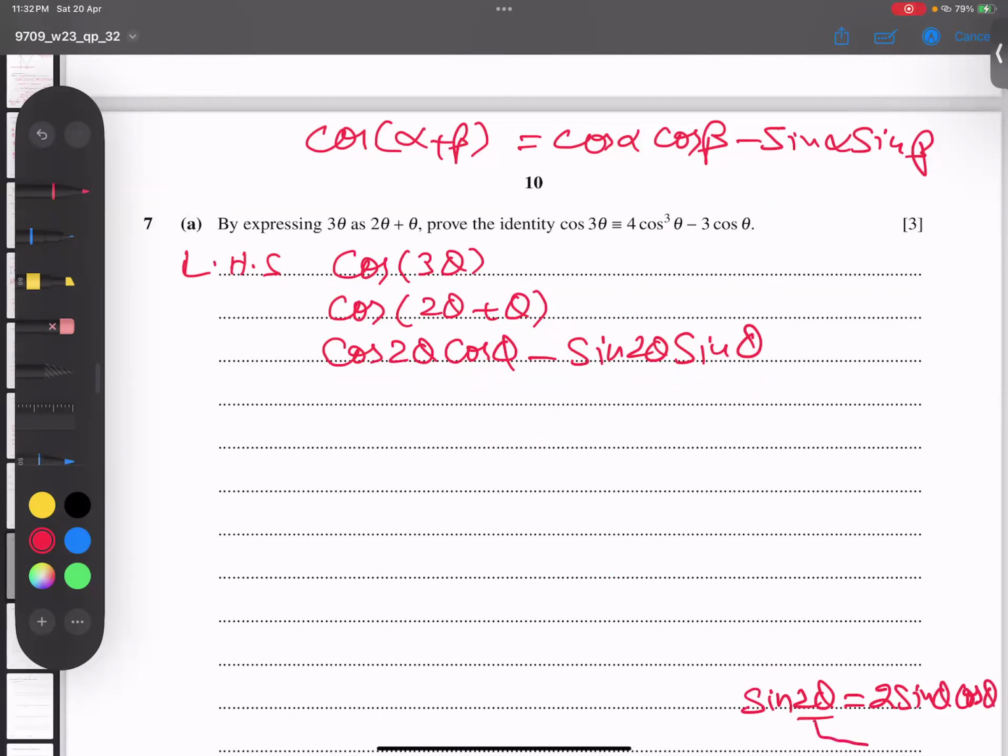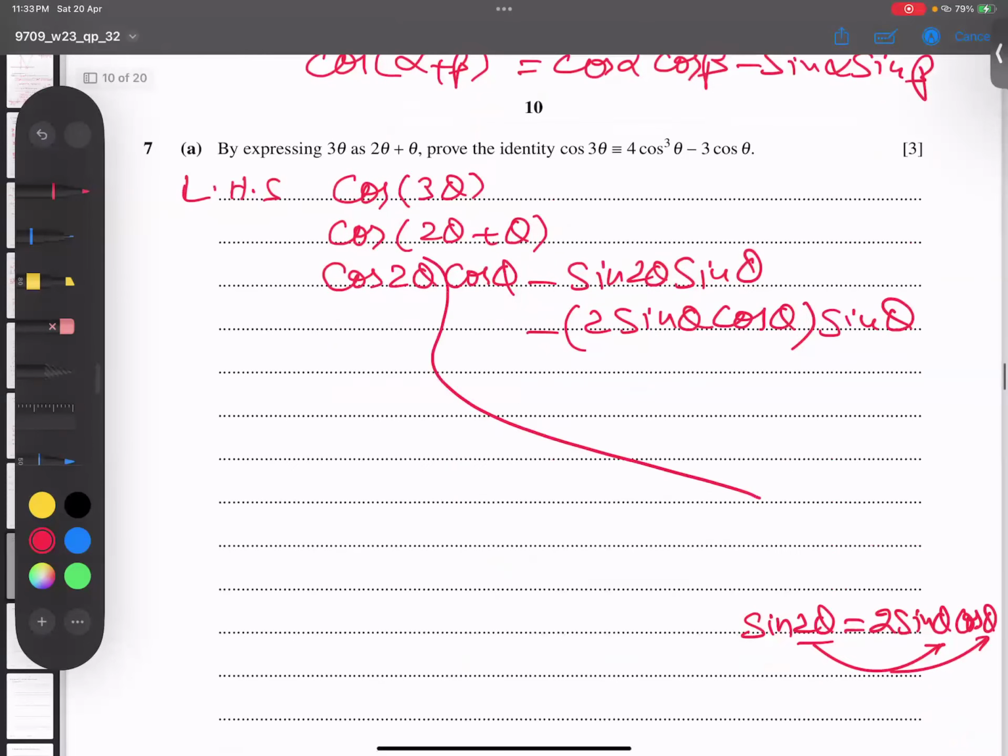Basically, this angle becomes half here and half there. So it means this will turn to be what? I'm writing here in the bracket 2 sine theta into cos theta. And make sure double theta becomes single. Here, no issue.